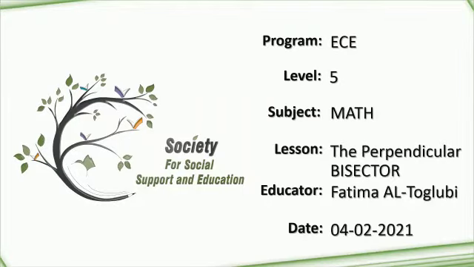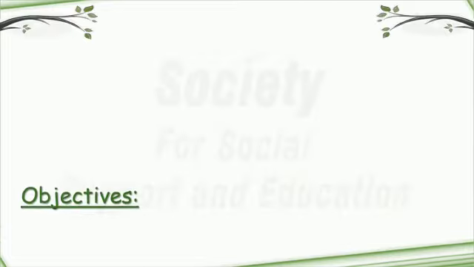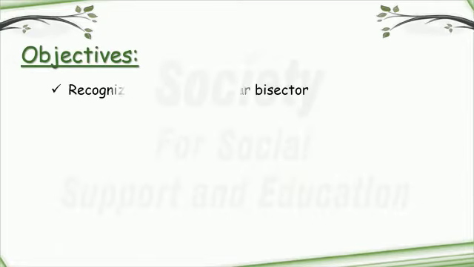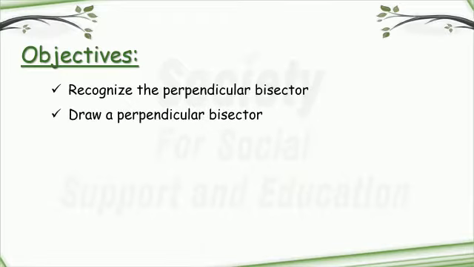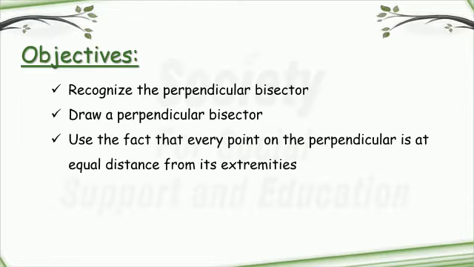Today we will start a new chapter, the perpendicular bisector. Today, our objectives. First of all, we will recognize the perpendicular bisector. Draw a perpendicular bisector. Use the fact that every point on the perpendicular bisector is at equal distance from its extremities.